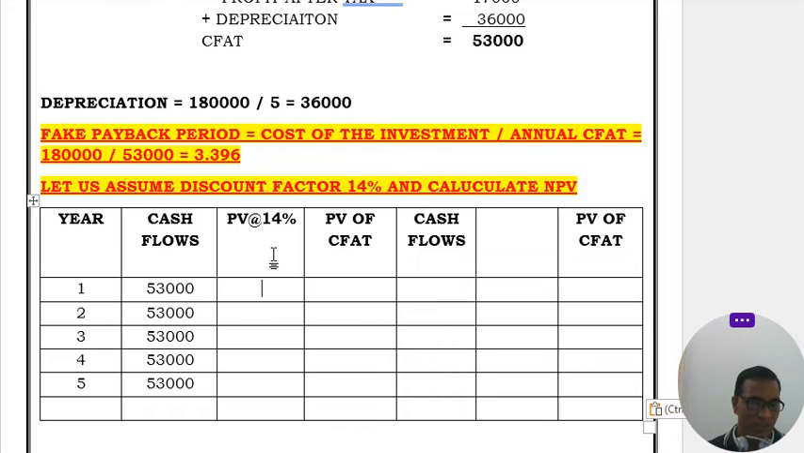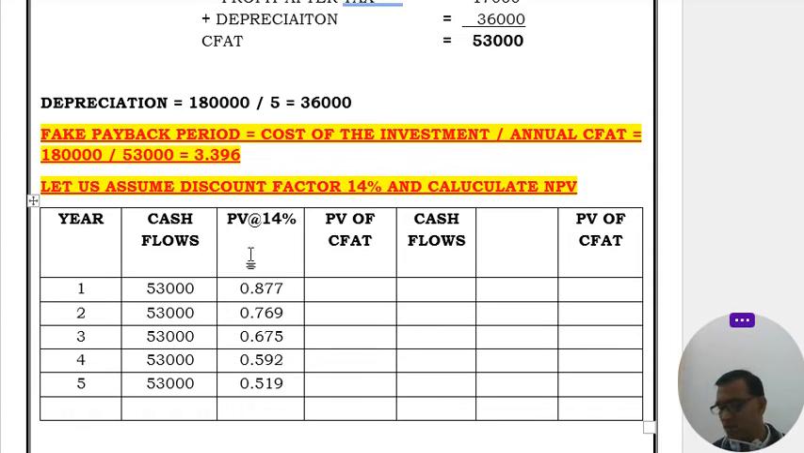And what are the table values? The 14% table values are 0.877, 0.769, 0.675, 0.592, 0.519. And now multiply.